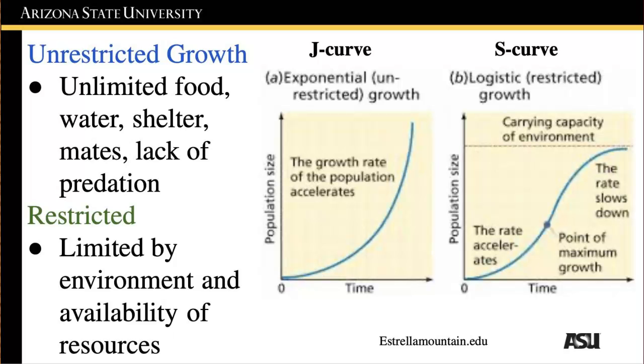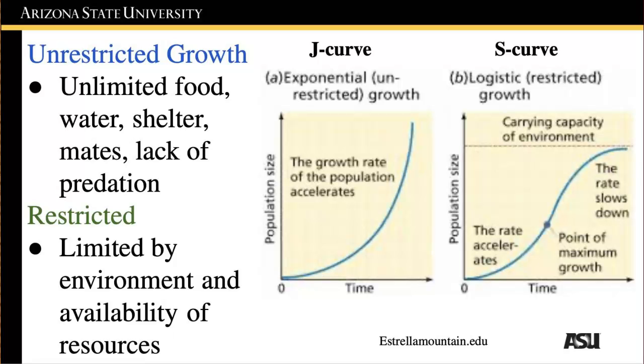Well, what changes how populations grow? We get this exponential versus logistic increase in the population. Unrestricted growth means that they have unlimited food, water, shelter, mates, and a lack of predation. So the population can grow unlimited. In this case, it forms a J curve, which is unrestricted growth, and it gives an exponential growth curve. So the population will continue to increase rapidly over time.